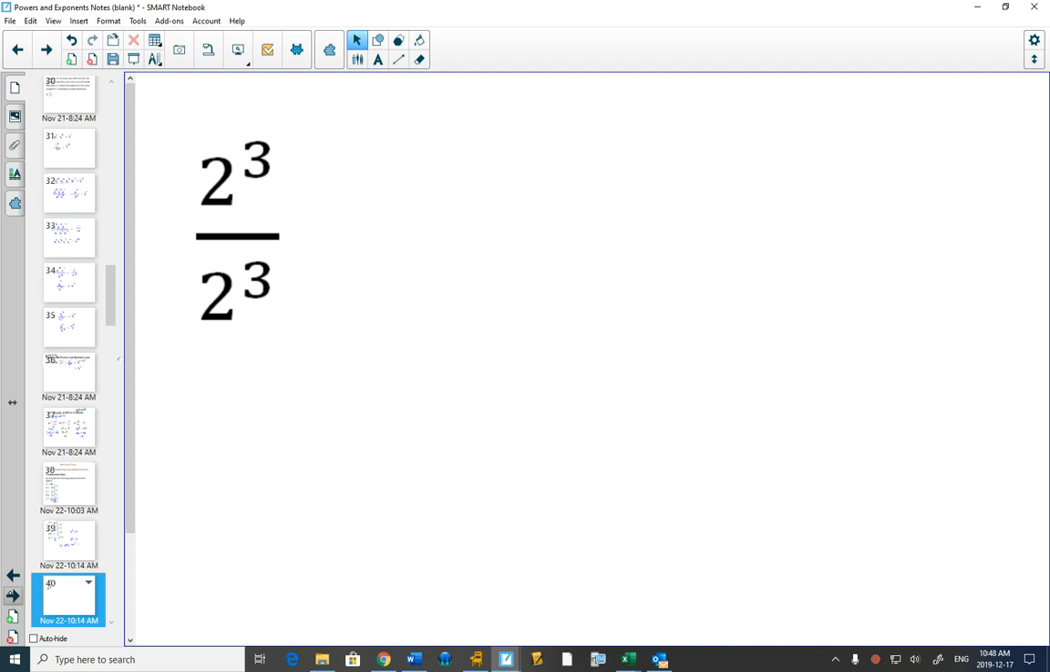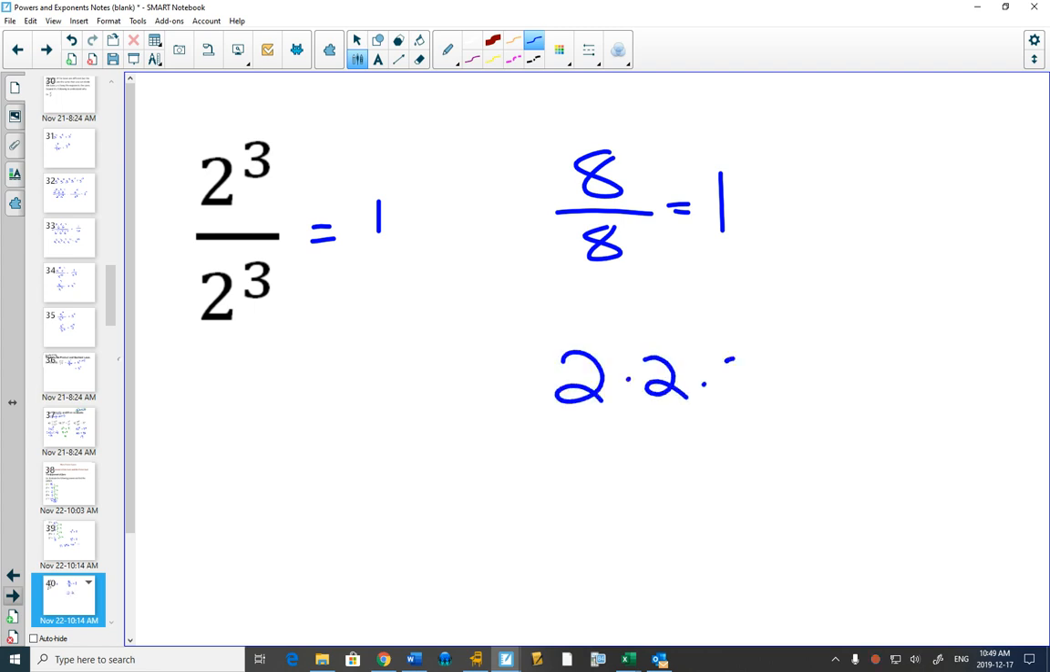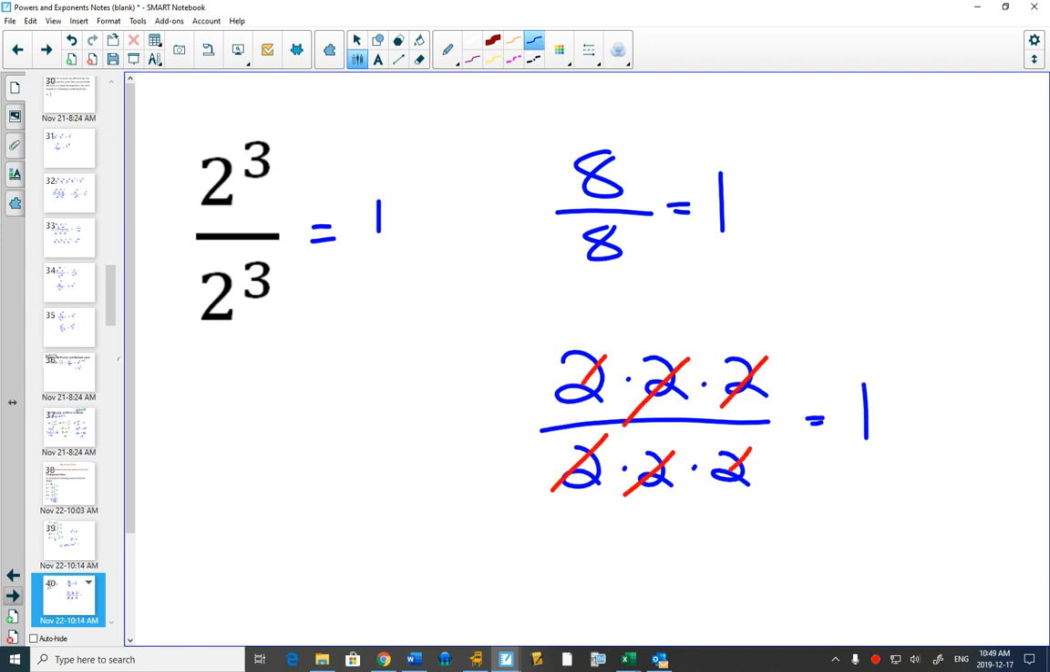This is equal to 1 for a number of reasons. First of all, if you think about it, 2 cubed is 8. 2 cubed is 8. What's 8 divided by 8? 1. So that's a very good reason why this is equal to 1. Another way I think of it is I have 2 times 2 times 2 divided by 2 times 2 times 2. They all cancel out. 2 divided by 2 is equal to 1. So when everything cancels out, you're left with 1.